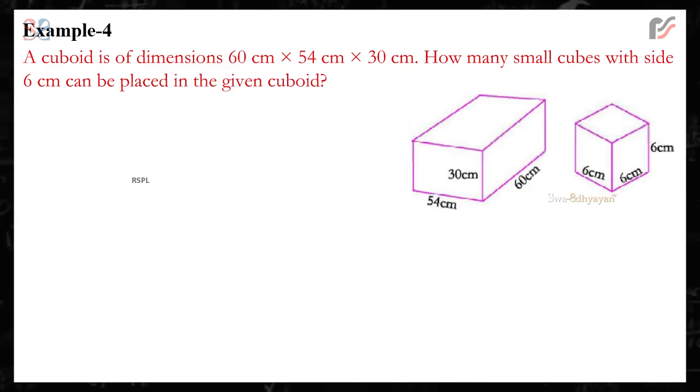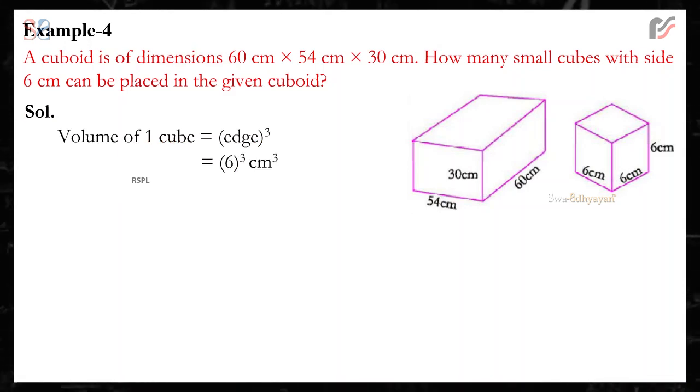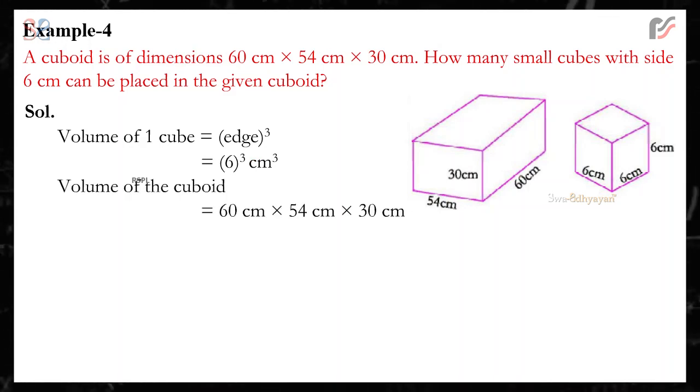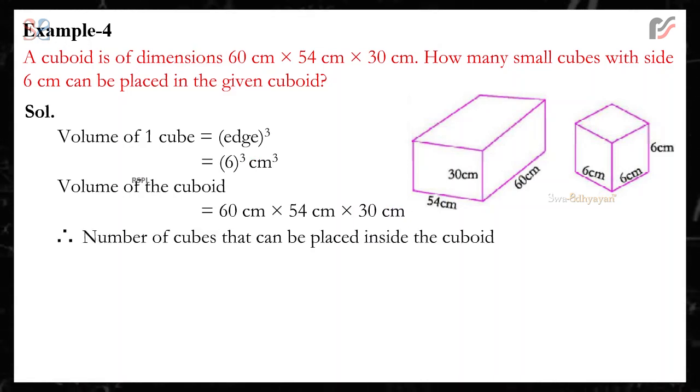Example 4. A cuboid is of dimensions 60 cm into 54 cm into 30 cm. How many small cubes with side 6 cm can be placed in the given cuboid? Solution. Volume of one cube is equal to edge cube is equal to 6 cube cubic centimeter. Volume of the cuboid is equal to 60 cm into 54 cm into 30 cm.